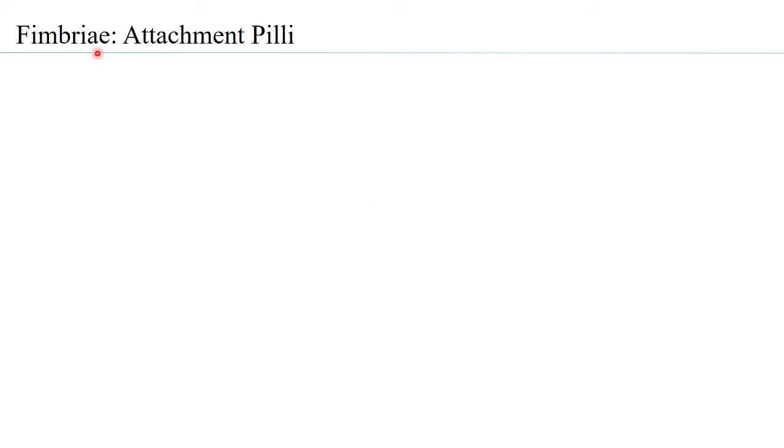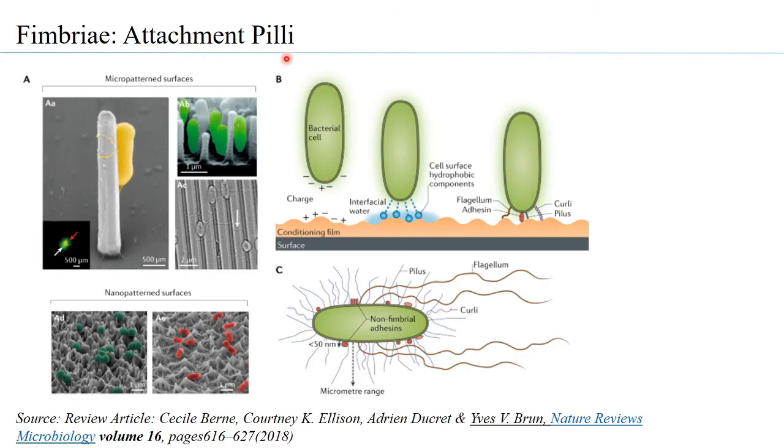Now we come to fimbriae. Most fimbriae are referred to as attachment pili. As we can see, they are interchangeable in name, but many have attributed fimbriae to be the attachment pili, and this is a type 1 pili.